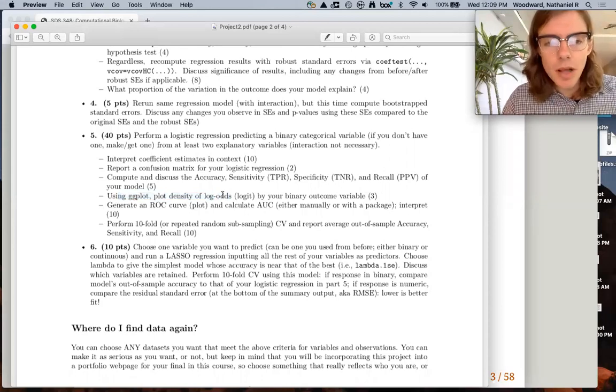Doing a density plot, which we'll talk more about today, computing things like sensitivity and specificity. Then here's the stuff we'll talk about today, like the ROC curve, the area under that curve, which you can do using a package. You don't have to write the code yourself or anything. And then next week, we'll talk about cross-validation, which is really, really cool. But that'll be the last part of this one. And then regularization, we'll also talk about that.